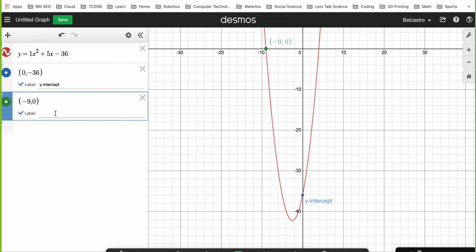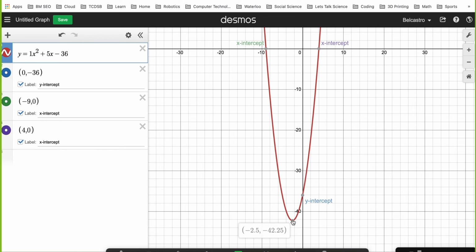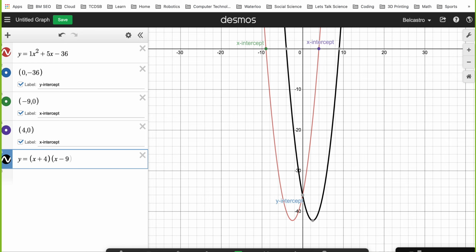We'll label that x-intercept. And the other x-intercept is at 4 and 0. I'll label this one too as x-intercept. Okay. So we have our two x-intercepts, we have a y-intercept. We haven't really got to vertex yet, and that one's a little more complicated to work out in this specific question. But our factor form, if you remember, was y is equal to, we don't have to write the 1 in, so we'll just write in x plus 4 and x minus 9.